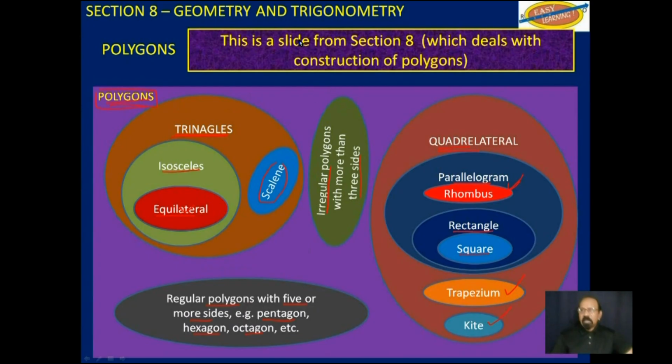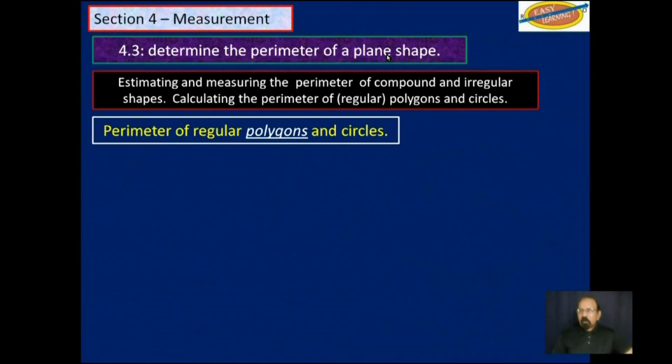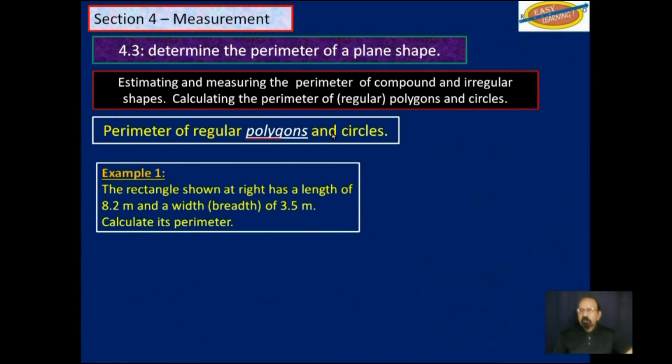And this slide here you see is from section 8, which deals with geometry and trigonometry as it relates to construction of polygons. But that is section 8. We will come to that. We are now at section 4. So regular polygons. Example 1.